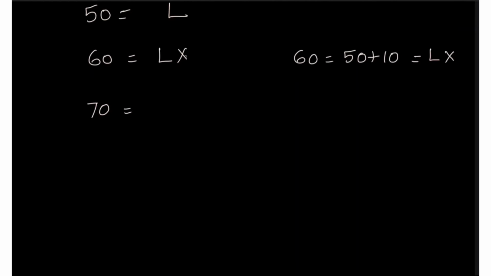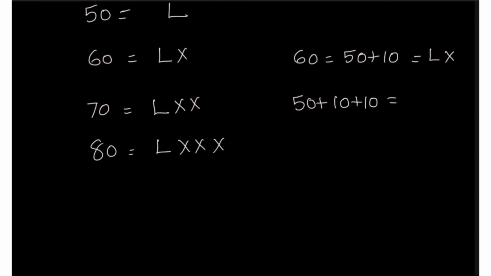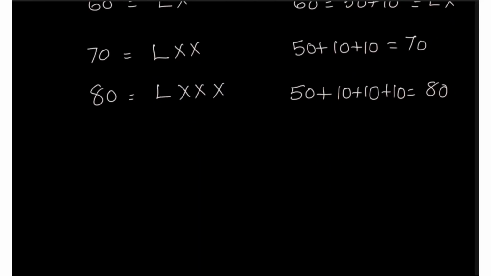Next is 70. 70 means we can repeat this X 2 times. So LXX. 80 means we can repeat 3 times, LXXX. Here it is 50 plus 10 plus 10 equal to 70. Here it is 50 plus 10 plus 10 plus 10 equal to 80. Now we cannot repeat 4 times. So 90 we can only find by subtraction.